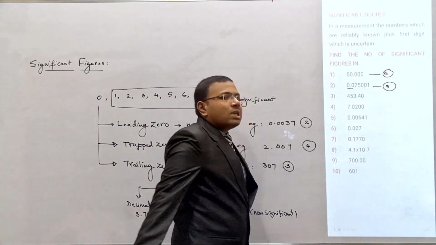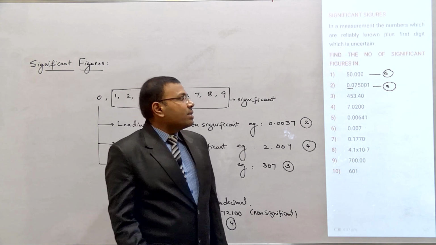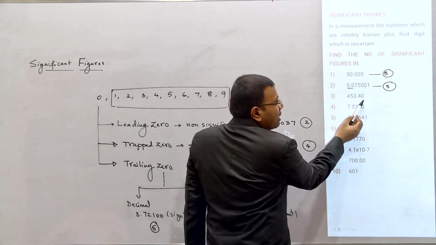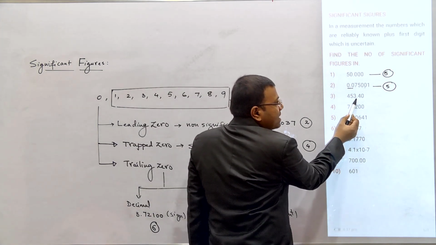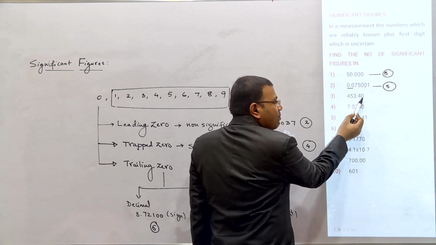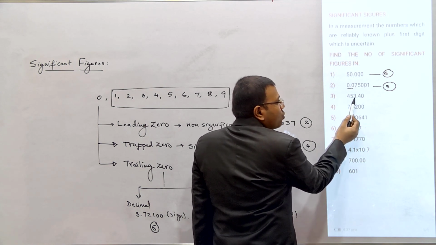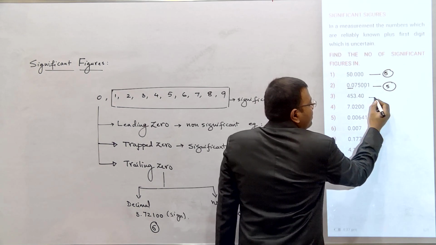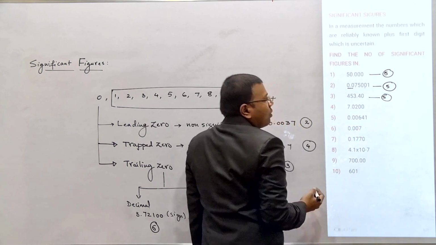Now come to the third question. How many significant figures in this number? Here we are having a trailing zero, but a decimal is there. Trailing zero with a decimal. That means it has to be counted. 1, 2, 3, 4, 5. So 5 significant figures.